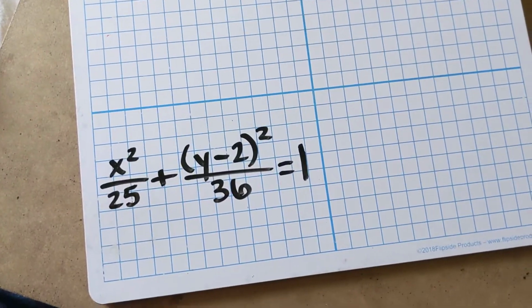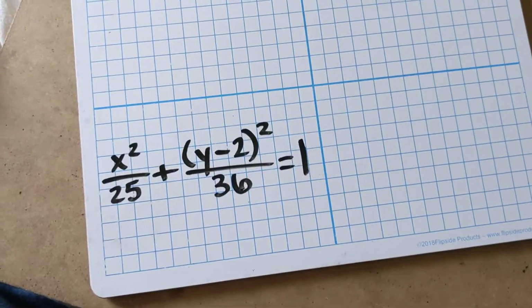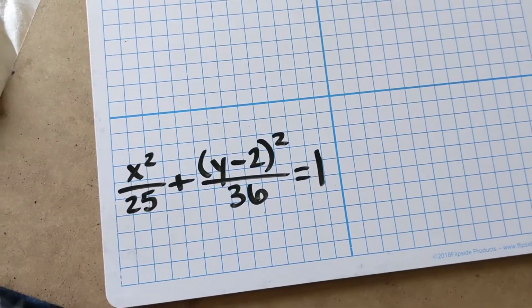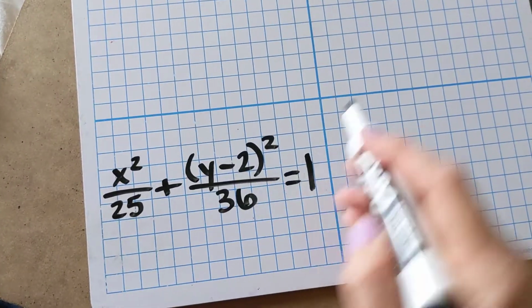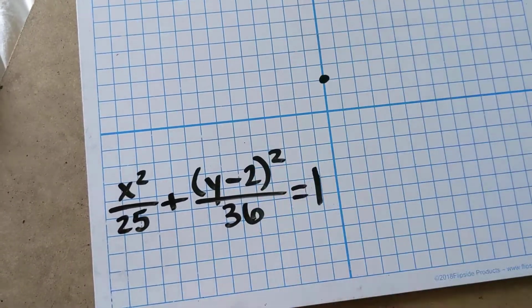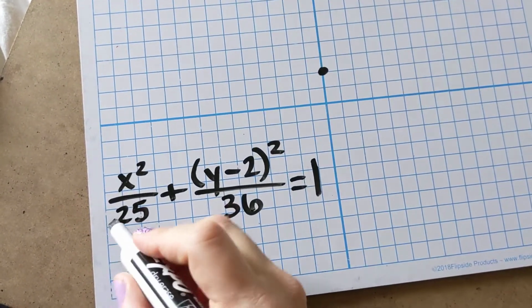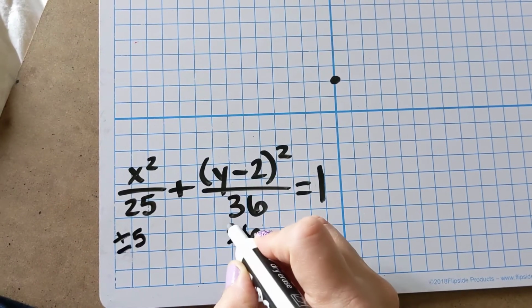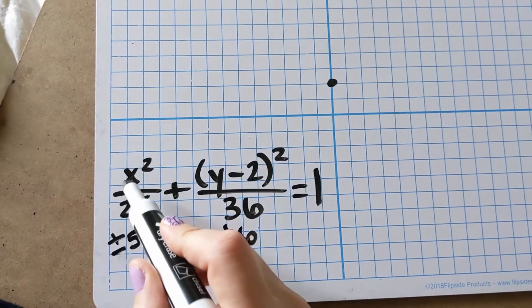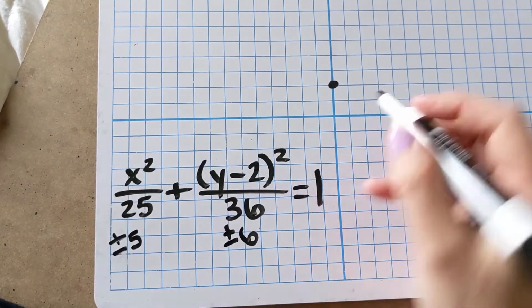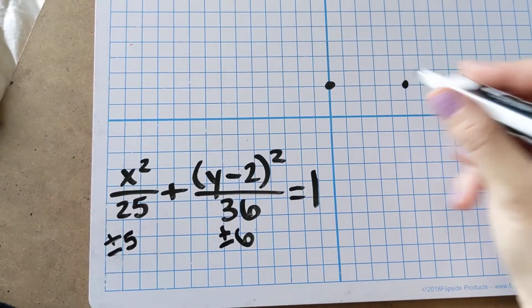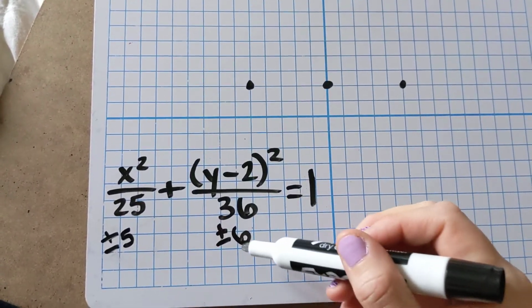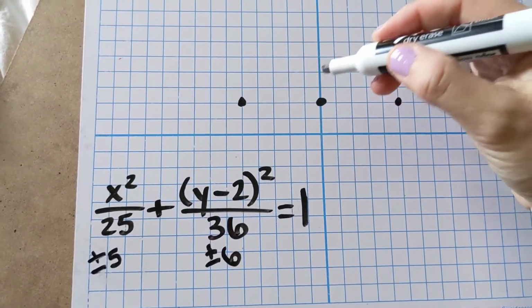Okay, here's a new equation to graph. Remember that we start by finding the center. And if there's no number here, that means the center is 0, 2. So 0, 2 would be right here. And then we're going to square root this. And the 36. Okay, so on the x-axis, we're going to go either way 5 from the center. On the y-axis, we're going to go up and down 6 from the center.